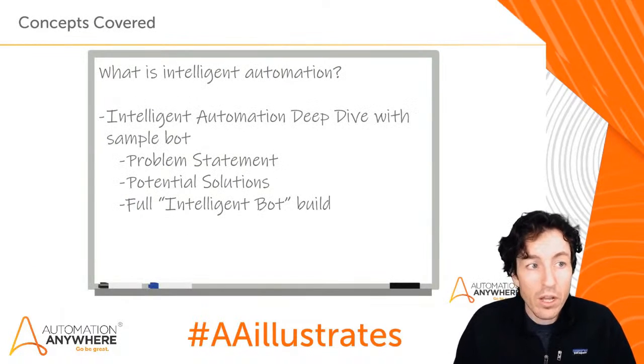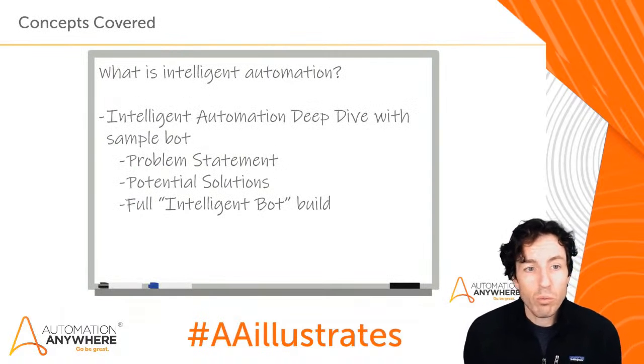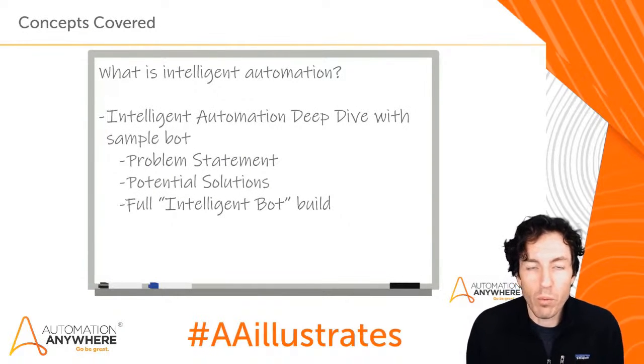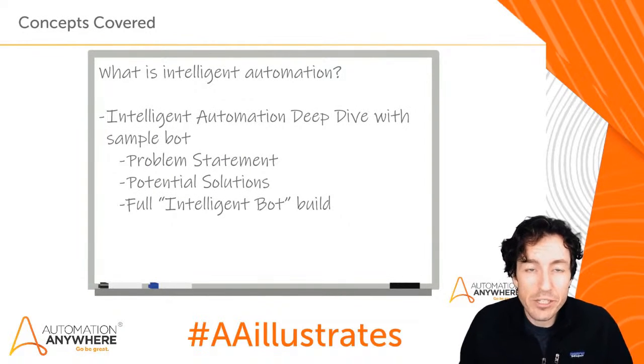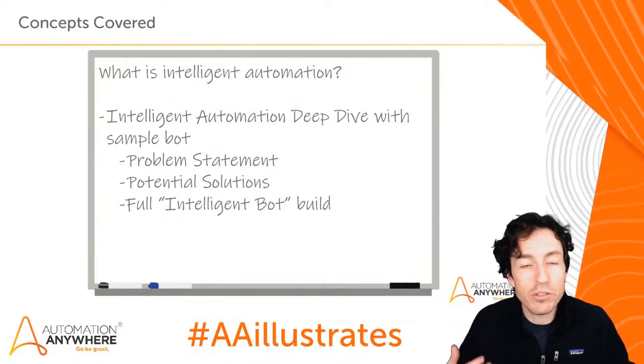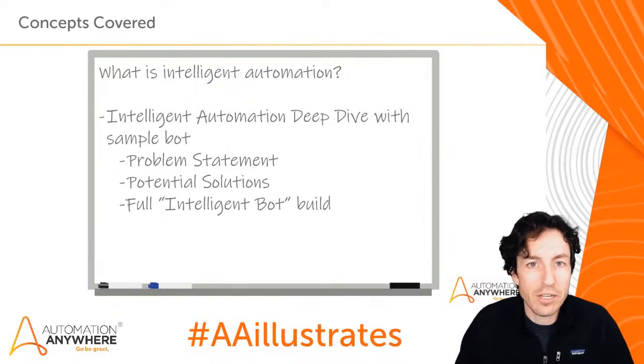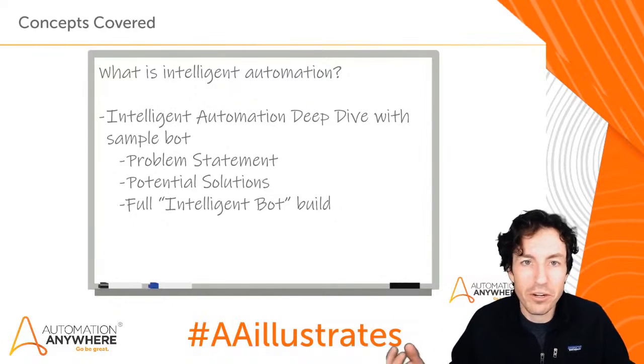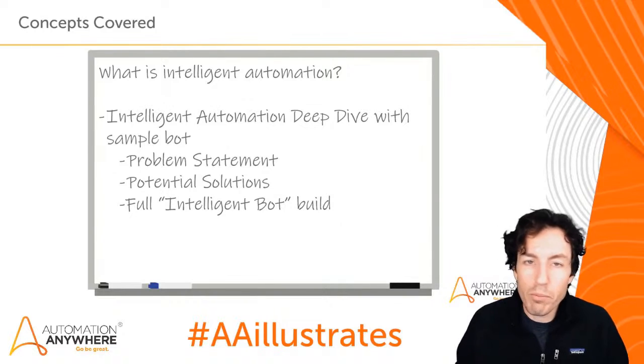So for this week, like I mentioned, we're going to be looking at intelligent automation, and we're going to talk about what is intelligent automation. You might have heard this phrase before, and you might have heard it called cognitive automation. I'll probably use those terms interchangeably during this session just because I'll forget what we called it. But we're going to break down what is intelligent automation or what is cognitive automation. And then we're going to do a deep dive and we're going to do a sample bot. And I promise you're going to build a really cool bot if you hang with us through this whole thing.